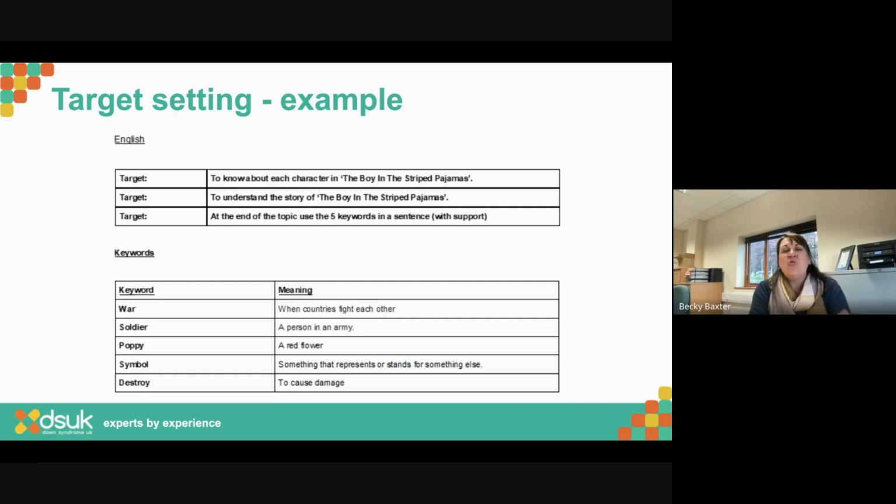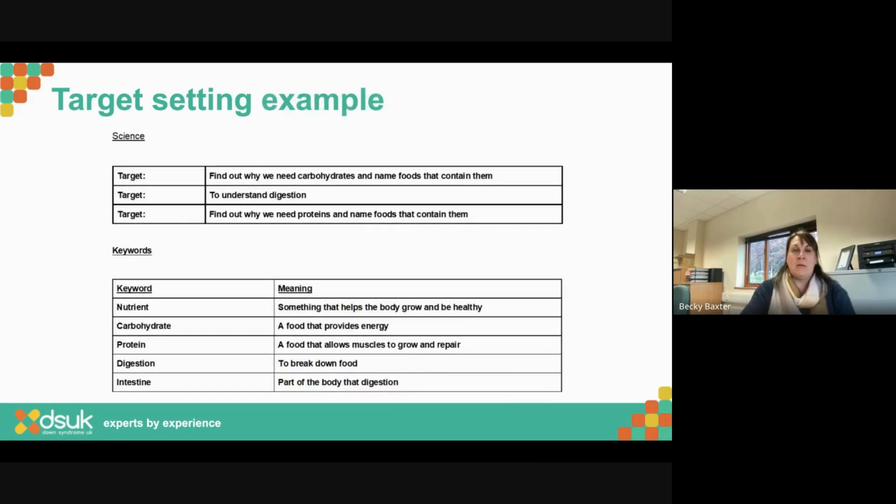To understand the story, how am I going to measure that? It might be that I want them to sequence some sentences or sequence some pictures from The Boy in the Striped Pyjamas, or it might be that they're able to write their own simplified version of it. This is what happened first, it's what happened in the middle, but I want to know what it is that they're going to do to show me that they understand it. And a nice one was, at the end of the topic, use 5 keywords in a sentence, write a sentence about those key bits of information.